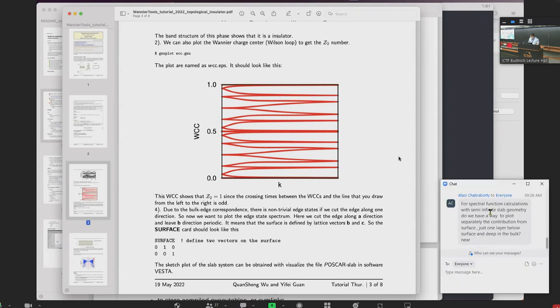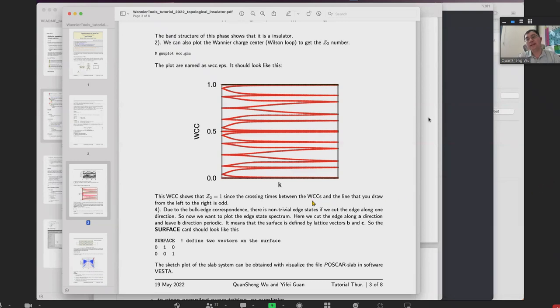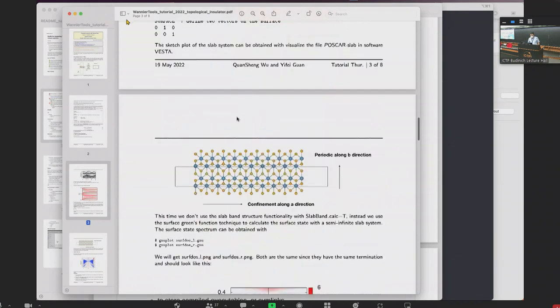Maybe there is one last question. For spectral function calculations with semi-infinite slab geometry, do we have a way to plot separately the contribution from the surface, just one layer below the surface, and deep in the bulk? Yes, it's possible, of course, but it's not implemented. It should be straightforward. If you need it, I can implement it. So let's start the tutorial, and if people have questions, we'll ask you.